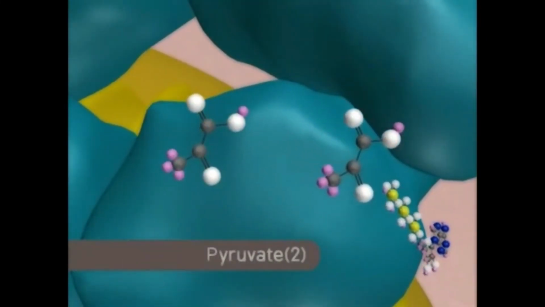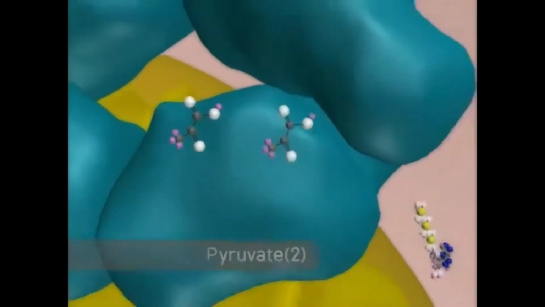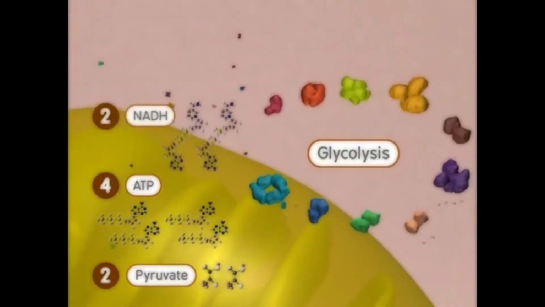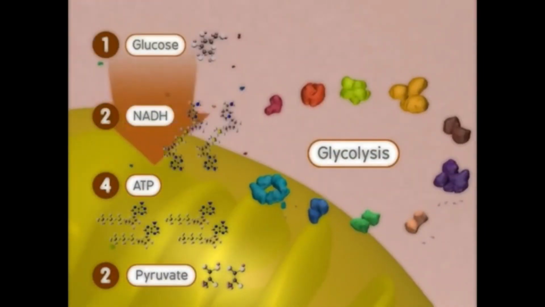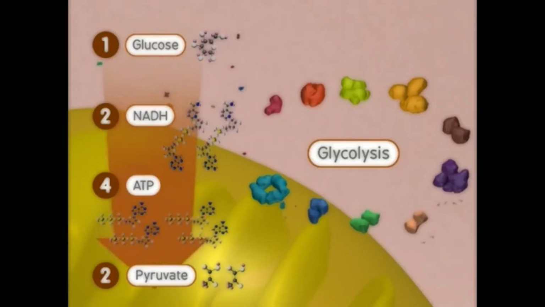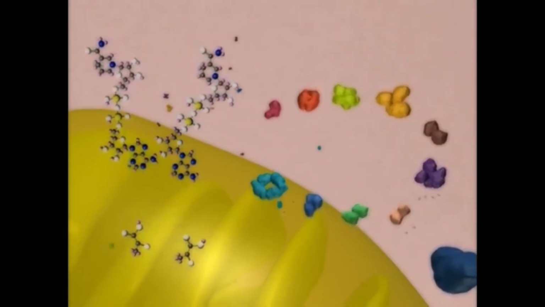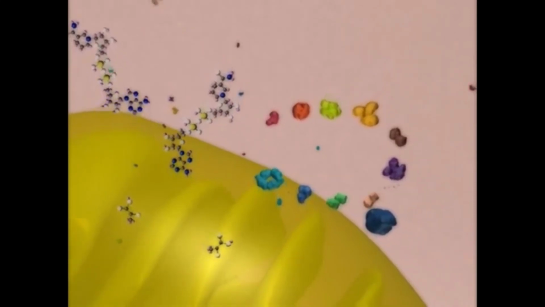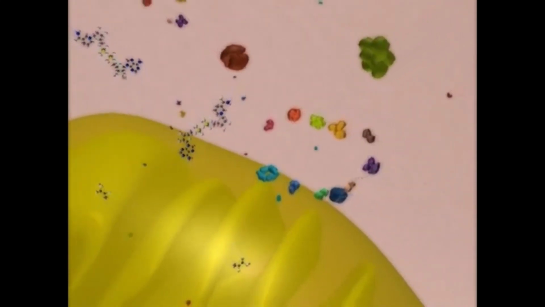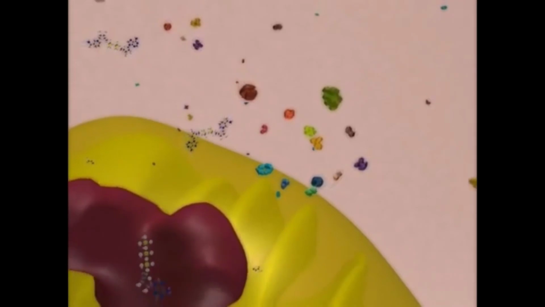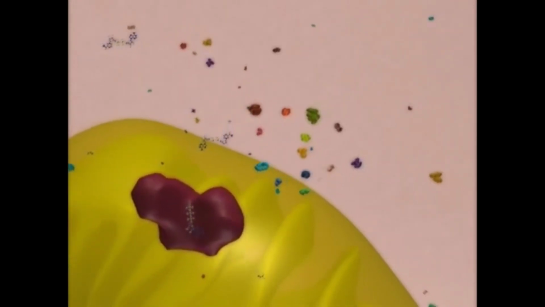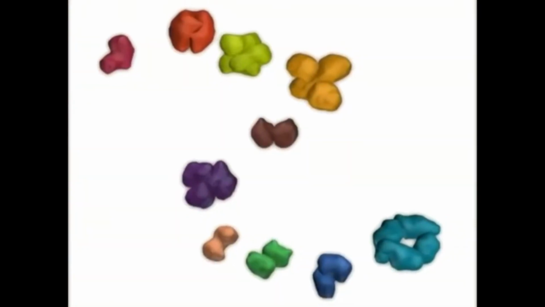At this point, 2 pyruvate molecules, 4 ATPs, and 2 NADHs are formed for each glucose that was broken down in glycolysis. The pyruvates and NADHs could be used in aerobic respiration to produce more energy for the cell. Here, we depict glycolysis as a closed process.